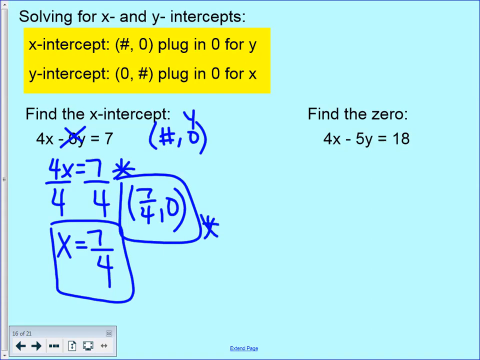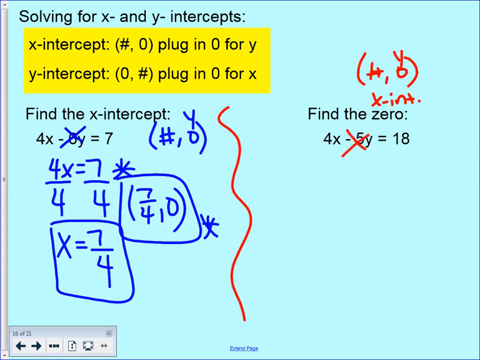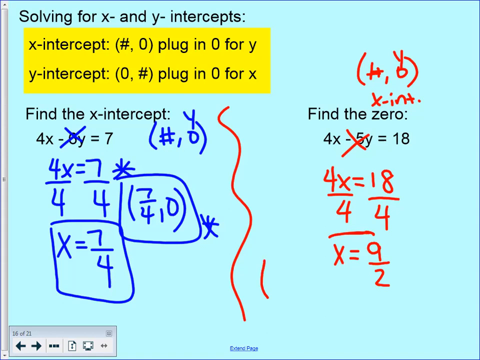All right, let's move on to the next one. The next one asks us to find the 0. Zero is the same thing as x-intercept. And for the x-intercept, I have a number and 0, and the y is 0. So y cancels. Now I'm only left with 4x equals 18. Let's divide by 4. X equals 9/2. But don't circle that, because we want to write this as a coordinate. 9/2, comma 0.